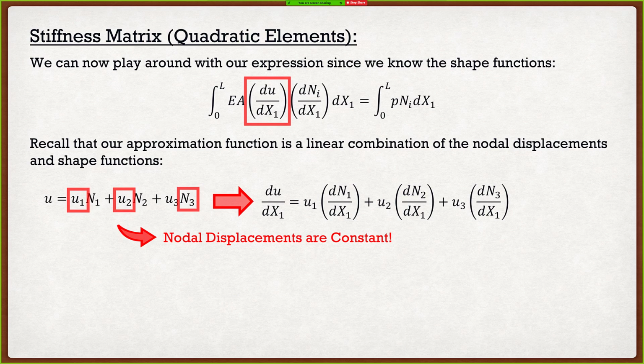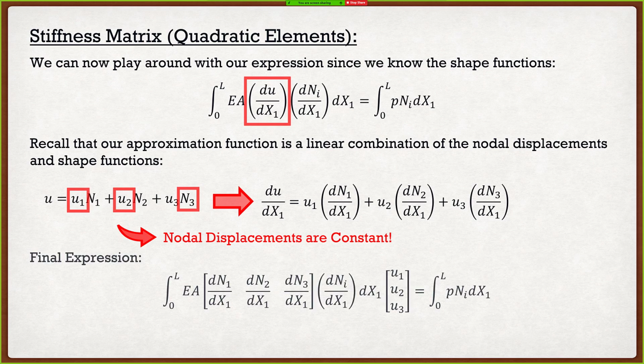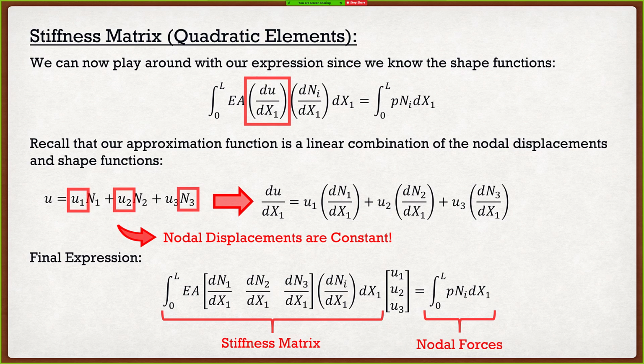So from here, we can conclude that our derivative is simply going to be u1 multiplied by the derivative of n1 with respect to x1, plus u2 times the derivative of n2 with respect to x1, plus u3 times the derivative of n3 with respect to x1. So our final expression becomes this. If you look at this, it is basically the exact same expression we had before. The only difference is we now have a dn3 and a u3. This right here is exactly the same as before. This will be our stiffness matrix. We multiply this by our displacement vector, and on the other side, we have our nodal forces vector.